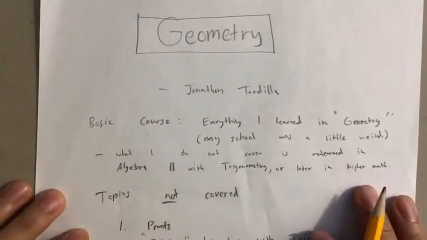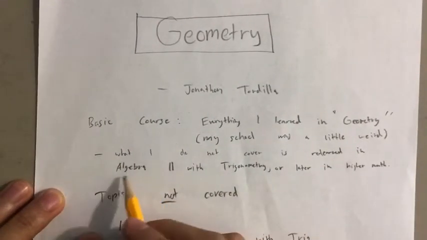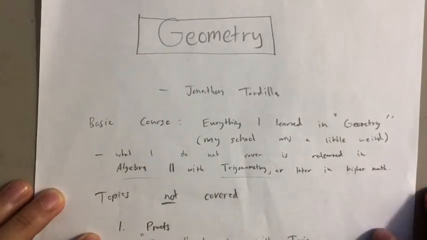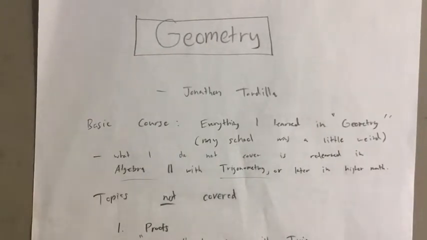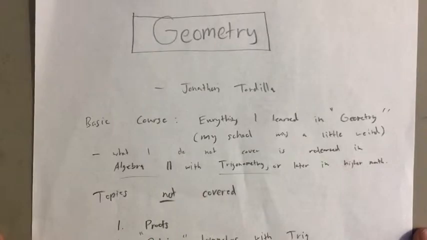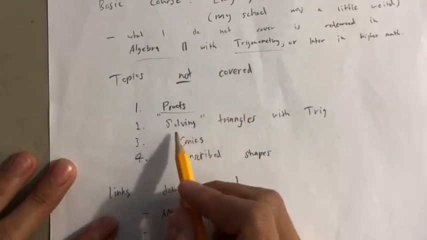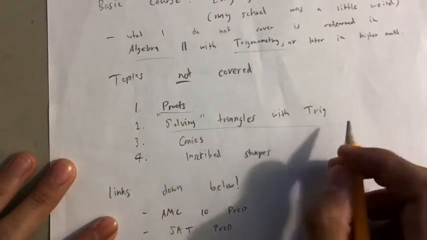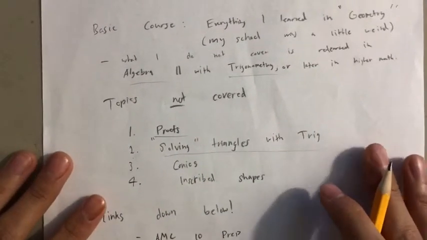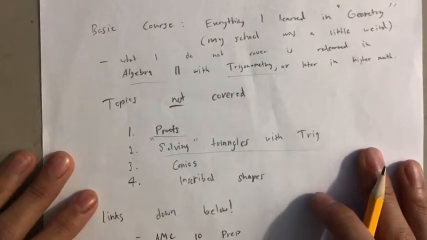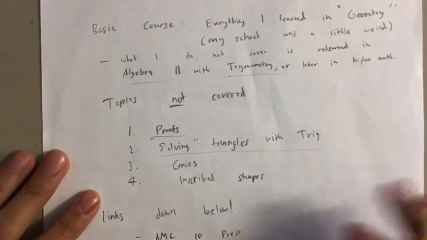What I do not cover in this course is usually relearned in Algebra 2 and in Trigonometry, or later in higher math, like proofs. I will be covering some kind of proofs in a different video, so stay tuned for that. So here's some topics that are not covered, as I said earlier. Proofs, solving triangles with trigonometry, like with law of cosines, law of sines. Some geometry classes go over this, but I do not think it's needed because you usually forget it by the time you learn in Algebra 2.